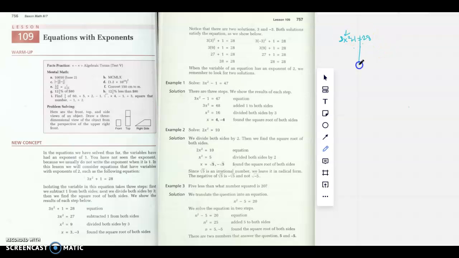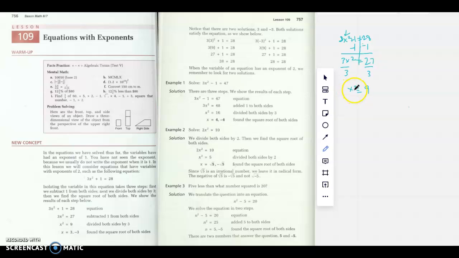So we're going to treat this just like we would a regular equation, because it is a regular equation. It just has a new dynamic to it. So we're going to subtract 1 from both sides. And now we are left with 3x squared is equal to 27. Well, now, again, we're going to divide by 3 because we're trying to get x all by itself. And now we have x squared is equal to 9.